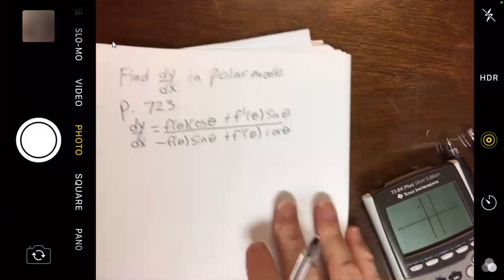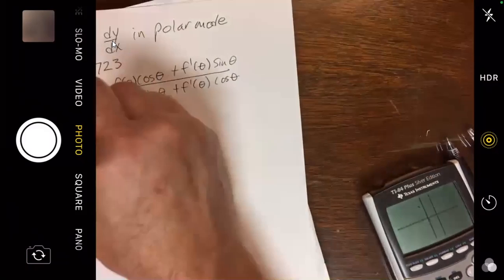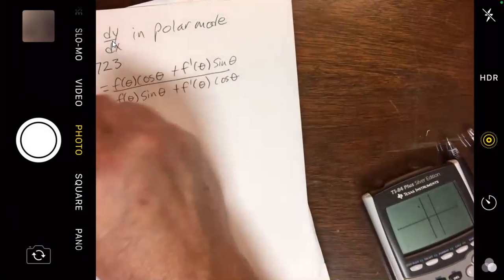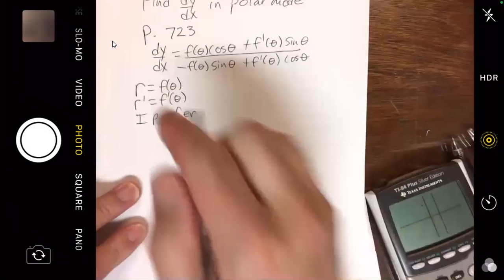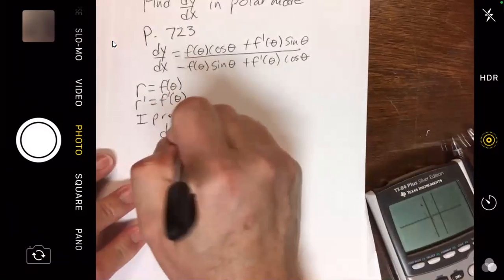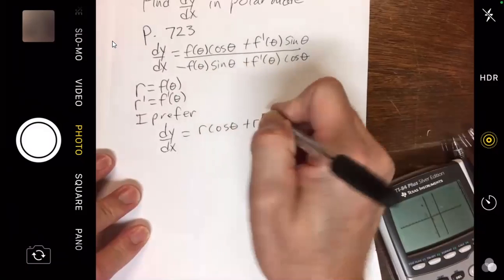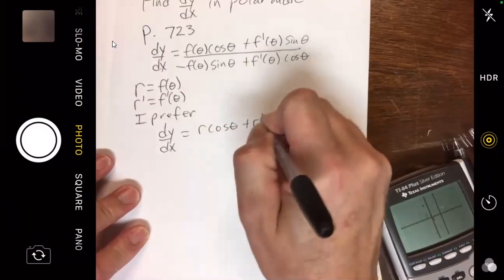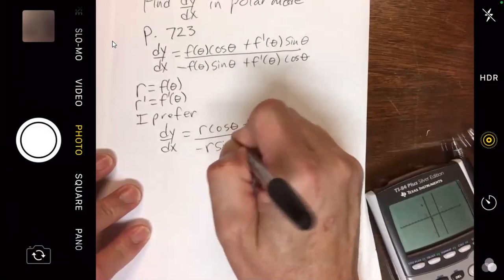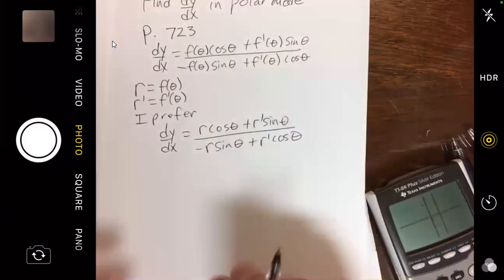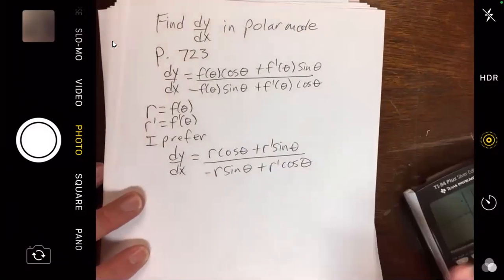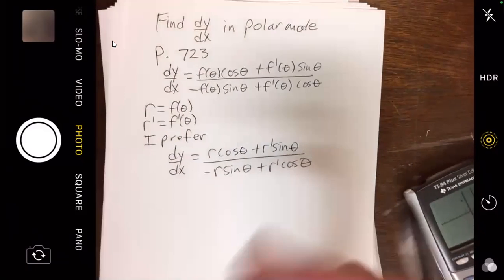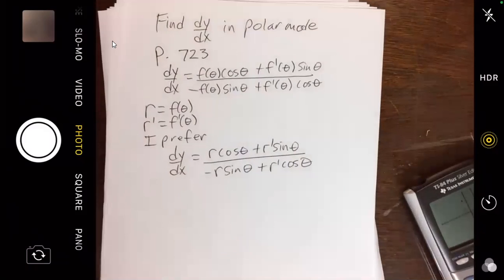Now, the best way to keep track of this gibberish is to realize r equals f of theta. So r prime, the derivative, is f prime of theta. So I prefer dy/dx equals r cosine theta plus r prime sine theta over negative r sine theta plus r prime cosine theta. We don't really derive this or show you where it comes from. It's the last nasty formula of the semester. I know that breaks your hearts. To use it, it's pretty straightforward plug and chug.